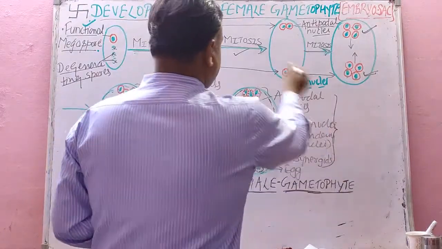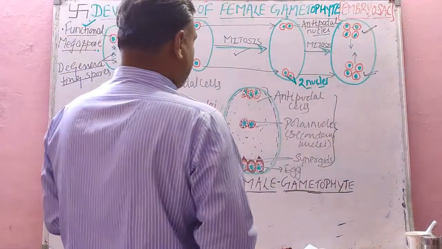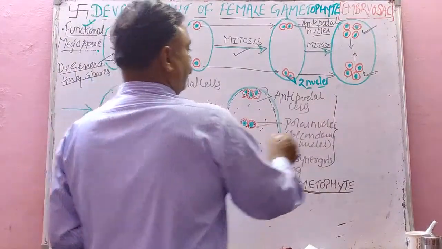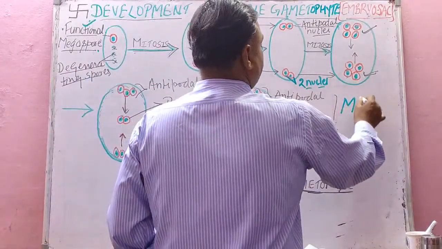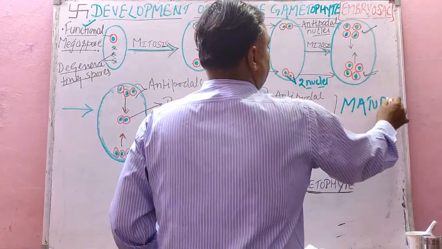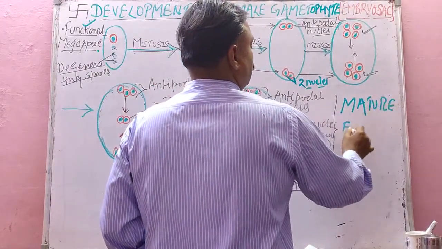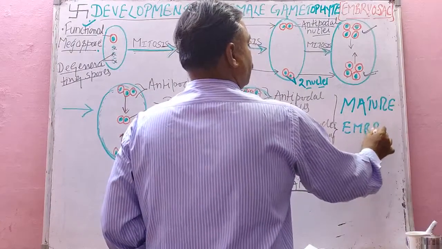So we can label this total structure as female gametophyte or mature embryo sac. Mature embryo sac.